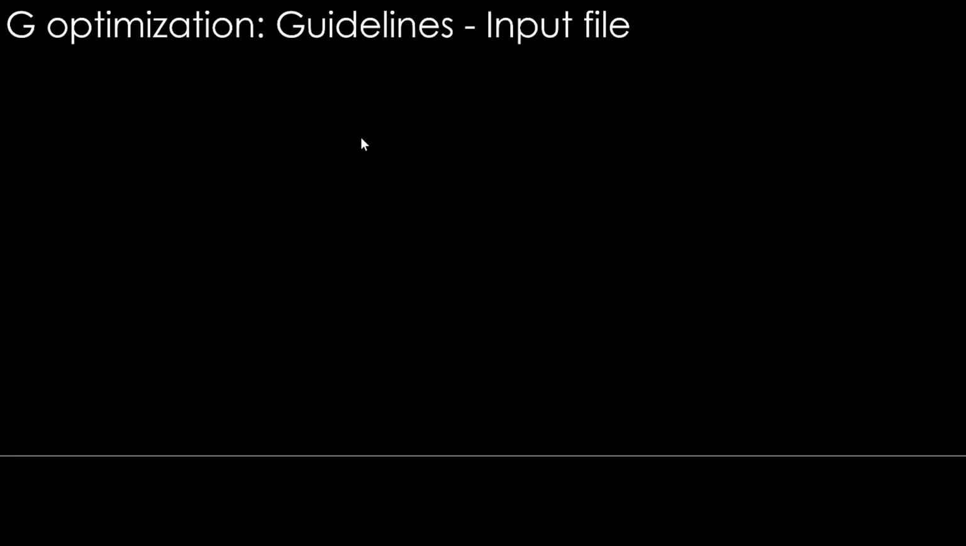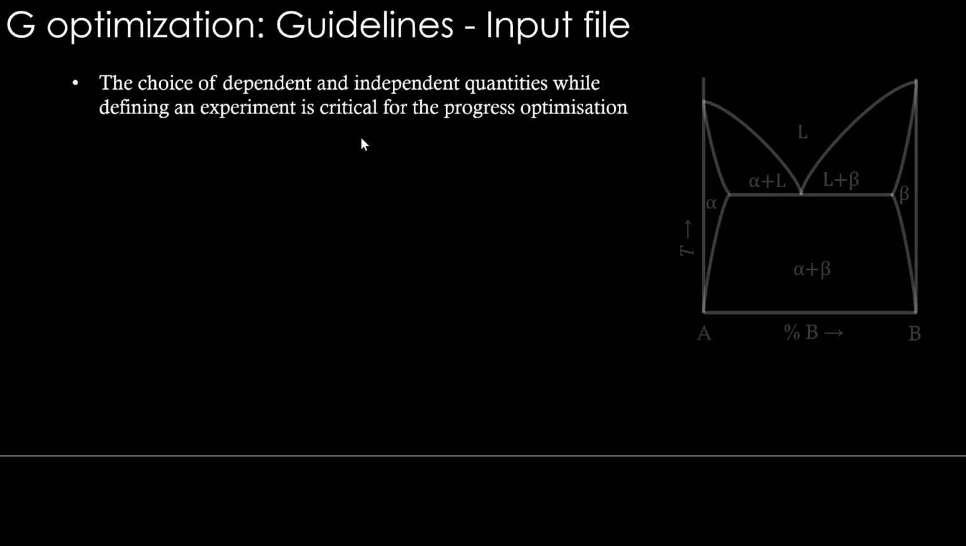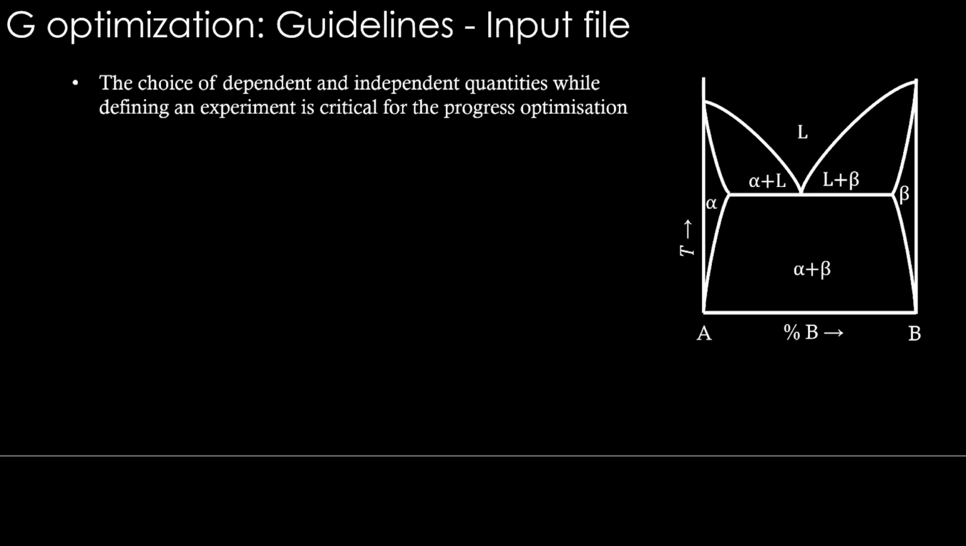Right. A general guideline for this kind of data, which one to be dependent, which one to be independent. The choice of dependent and independent quantities while defining an experiment is critical for the progress of optimization. Let's say we have this line and this particular data here. This is a horizontal boundary, right? We said we want to measure this. So if you do a DTA, just keep increasing the temperature, it will give a signal at this particular temperature that there is a transformation, right?